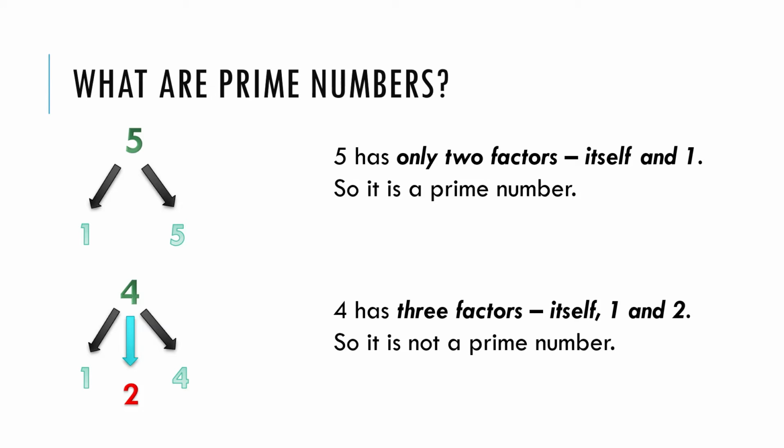When we get the factors of 5, it has only 1 and 5. 5 is also greater than 1. So all the conditions are fulfilled so that we can say that 5 is a prime number. But when we get 4, it has 3 factors as 1, 2 and 4. So we cannot say that 4 is a prime number.